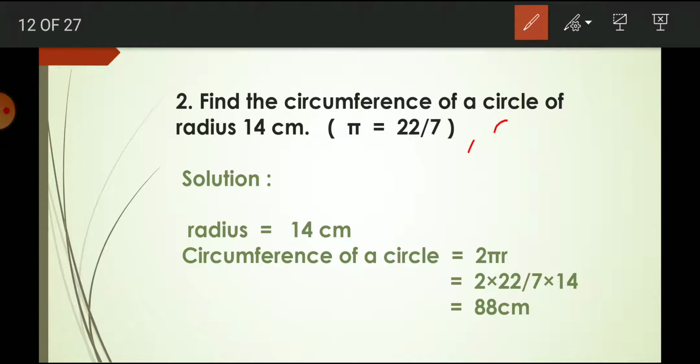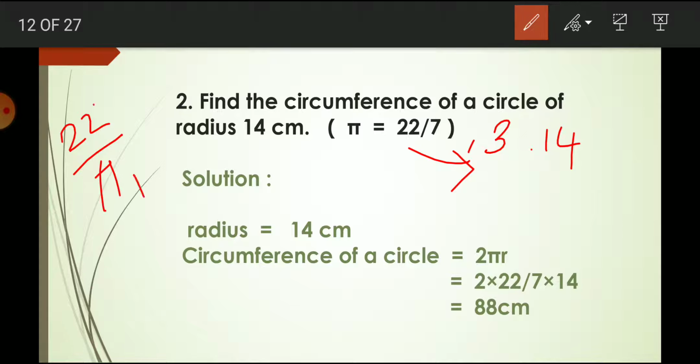The next one is 3.14. This is the simplification of the pi value. If we simplify 22 by 7: 1 7 is 7, 3 7s are 21, the remaining is 1. So we mark the point, then add the 0, then 1 7 is 7, the remainder is 3. We add the 0, so 4 7s are 28, the remaining is 2, and it goes on like that. So the answer is 3.14. Okay, so this is the constant value.